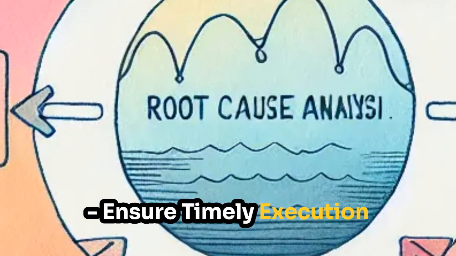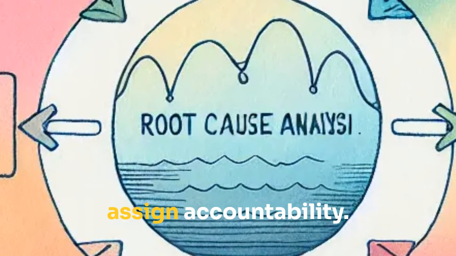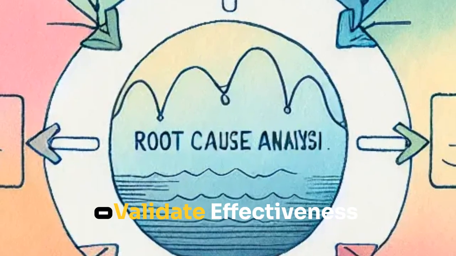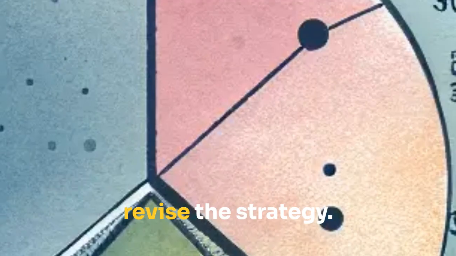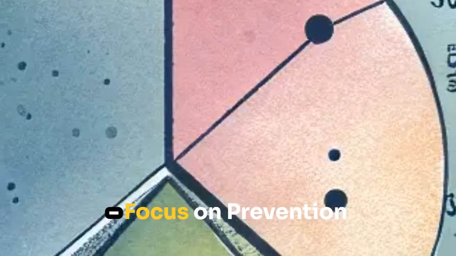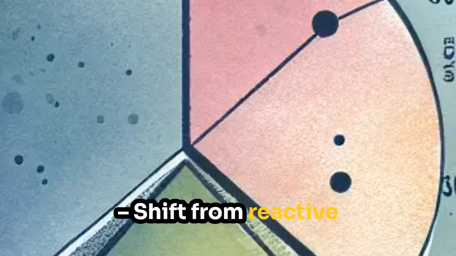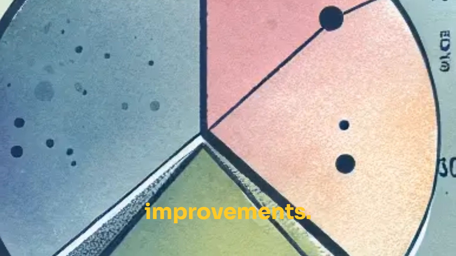Ensure timely execution. Set clear deadlines and assign accountability. Validate effectiveness. If an action does not eliminate the root cause, revise the strategy. Focus on prevention. Shift from reactive fixes to proactive improvements.